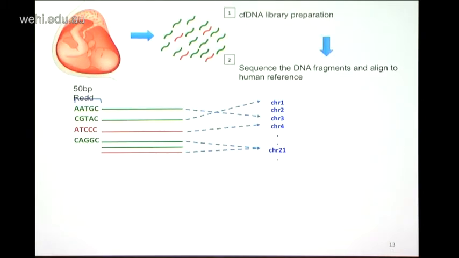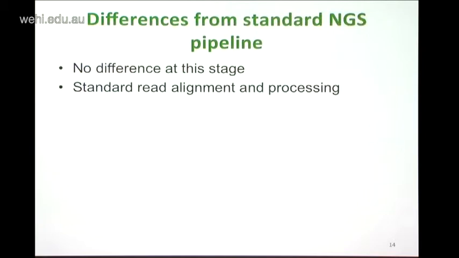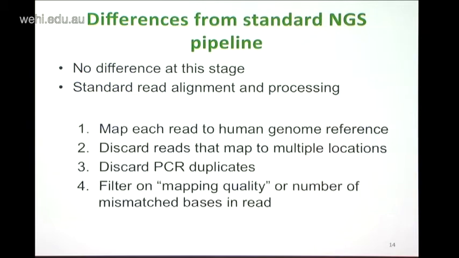So what you get out of a sequencing machine are these reads. A read is just the first certain number of bases of your DNA fragments. So it could be 50 bases or 35 bases and so on. And then it's up to the bioinformaticians to map it back to the genome, etc. Now, there is no difference in the way we analyze cell-free DNA compared to cellular DNA in this part of the pipeline. So you do standard alignment and standard read processing.